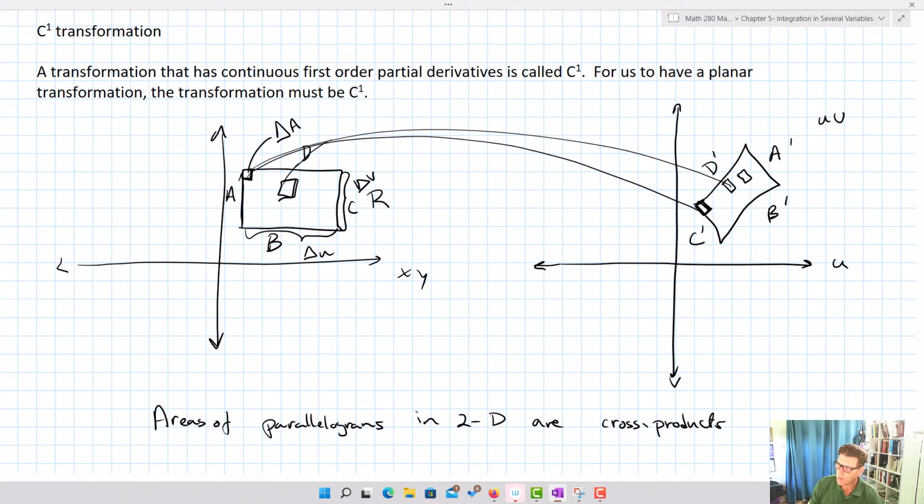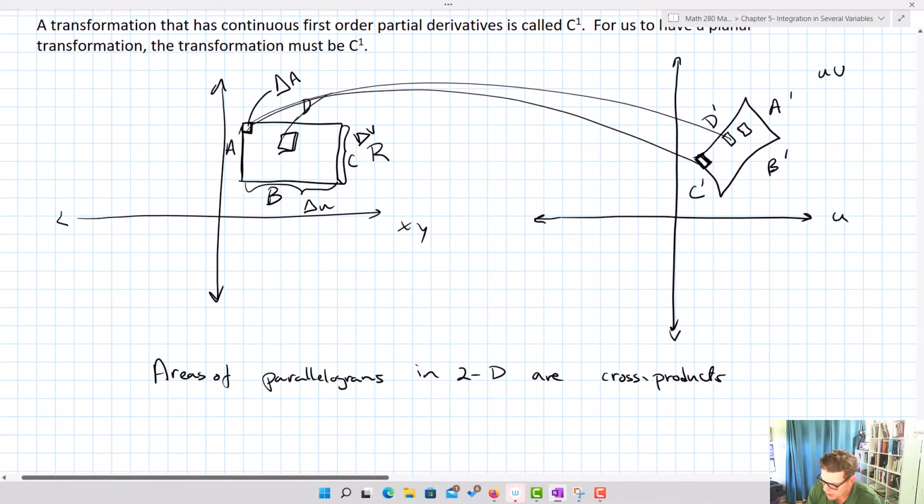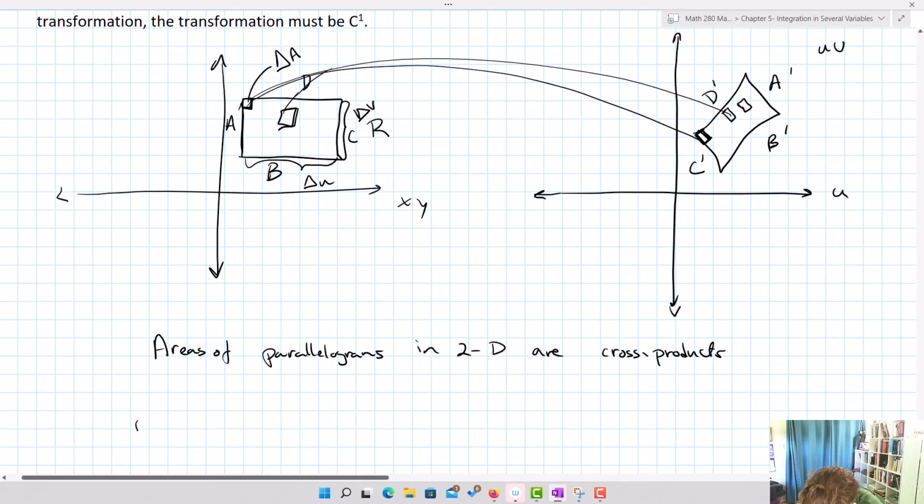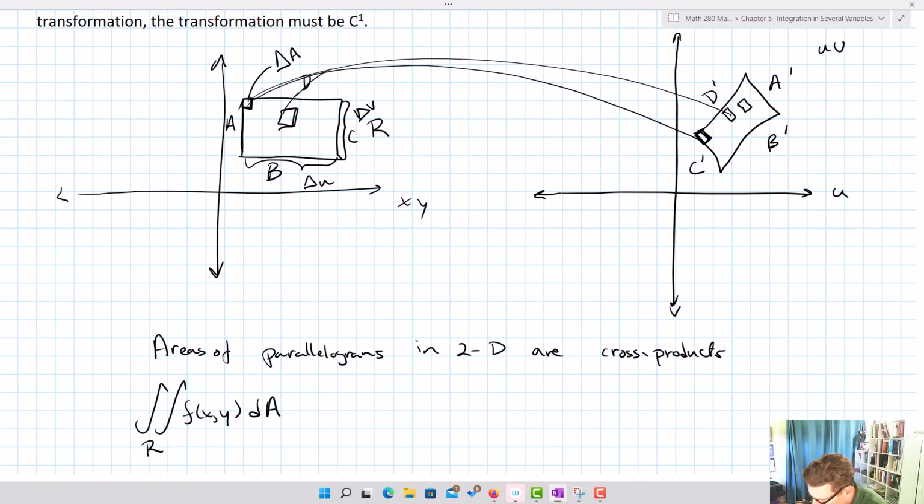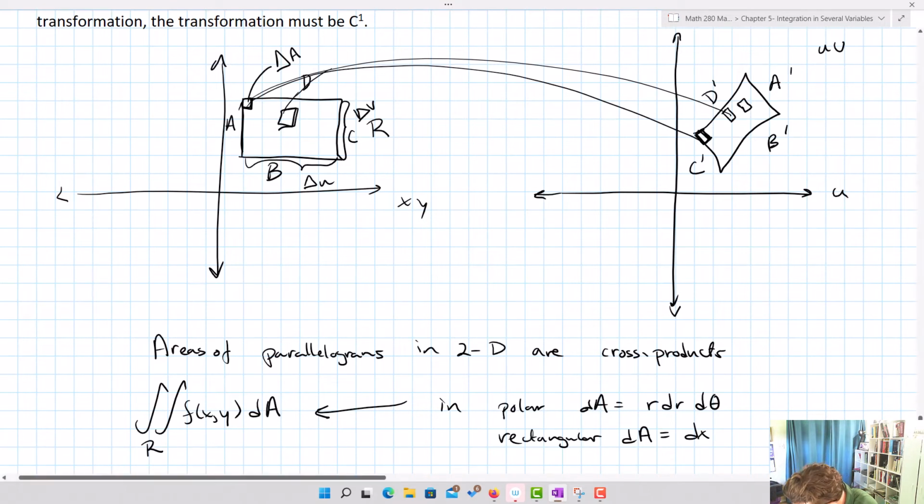But we're going to imagine now that we've got a dA, okay? So we need to find dA. Remember, if we have a double integral over a region R, we're going to have our function f of x y times dA, okay? And for example in polar, dA was equal to r dr d theta. In rectangular, dA was going to equal dx dy, or dy dx, depending upon which order you did it in, doesn't really matter. So it's dy dx or dx dy.